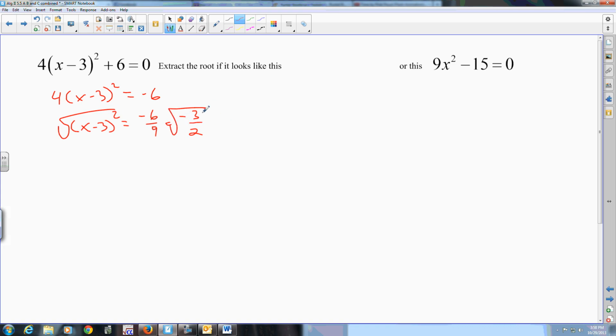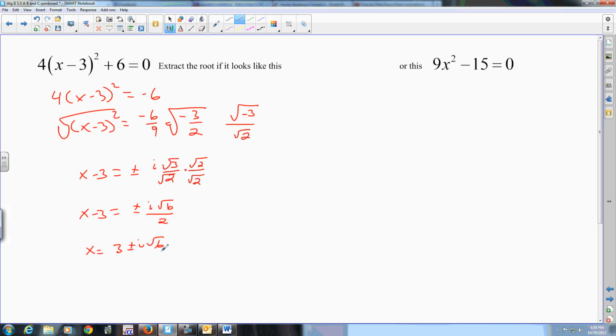Don't forget there's a negative in there, and don't forget you can split this into 2 parts. So negative 3 square root of 2. Don't forget the negative has to pop out, and you have to rationalize that. So x minus 3 equals plus or minus i square root of 3 over 2. Oops, square root of 2. Don't forget you have to rationalize it. So x minus 3 equals plus or minus i square root of 6 over 2, because the bottom is now 2. Now you can add the 3 over: 3 plus or minus i square root of 6 over 2. That would be your final answer.